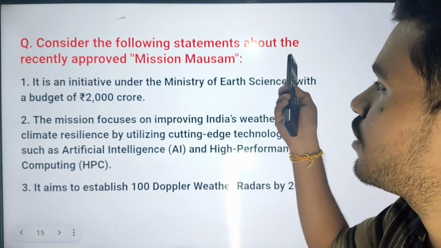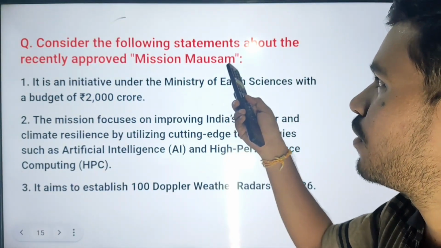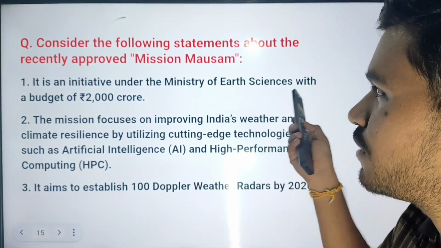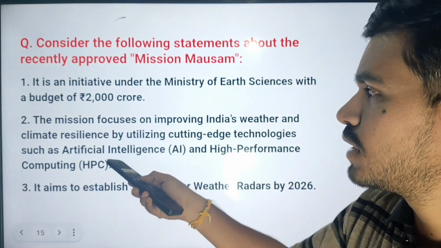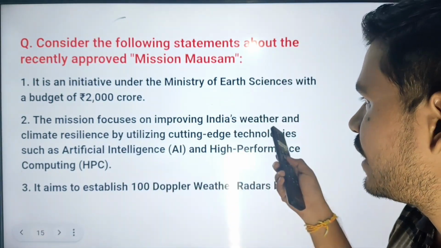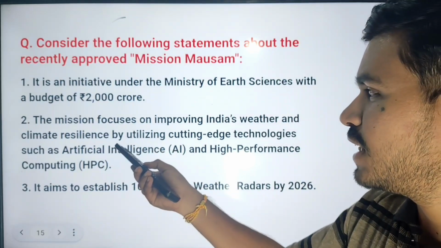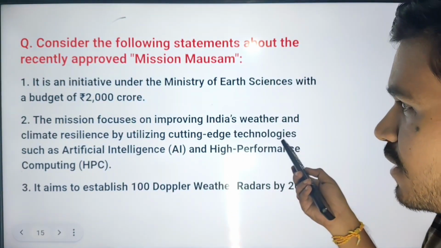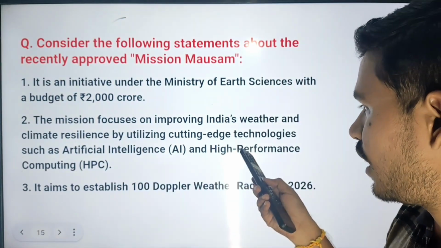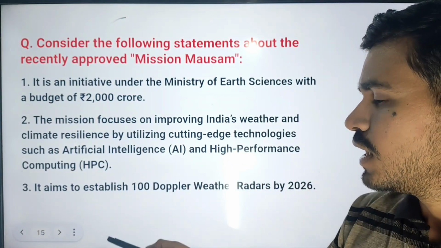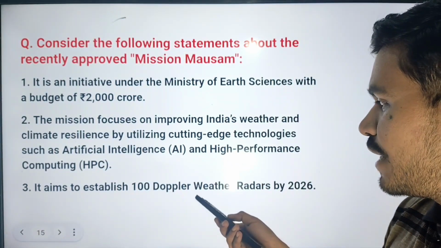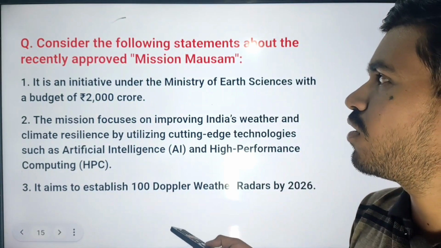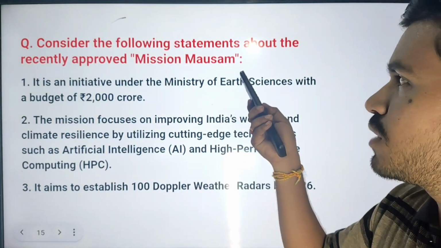Consider the following statements about the recently approved mission Mausam. So it is an initiative under the Ministry of Earth Sciences with a budget of 2,000 crore. The mission focuses on improving India's weather and climate resilience by utilizing cutting-edge technologies such as artificial intelligence and high performance computing. It aims to establish 100 Doppler weather radars by 2026. So which of the following true regarding mission Mausam?